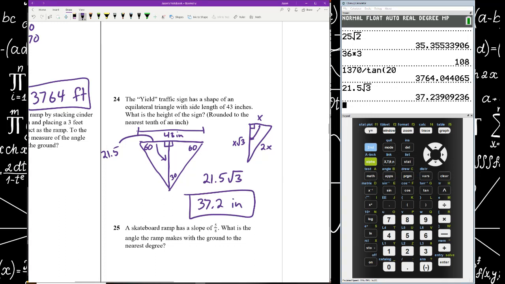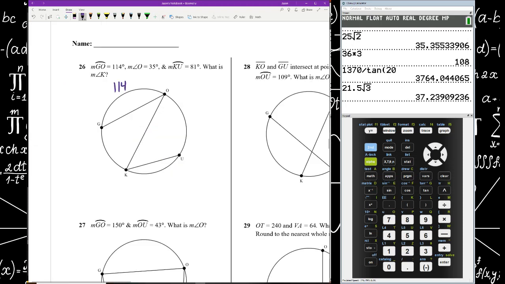All right, we are going to now move on to number 26, where it tells us GO is 114, angle O is 35, KU is 81, and we're looking for K. So with this one, we got inscribed angles. The rule for inscribed angles is the angle equals the arc divided by 2. In order to find this angle here at K, we need the arc across from it.